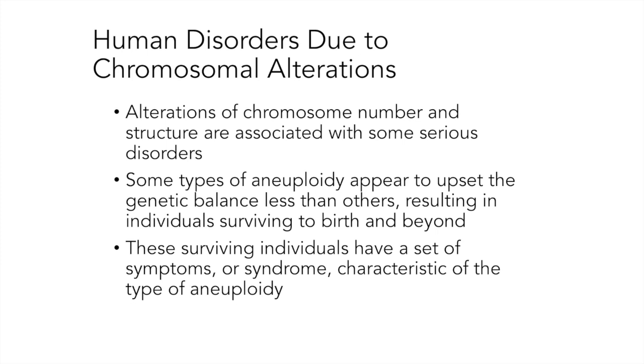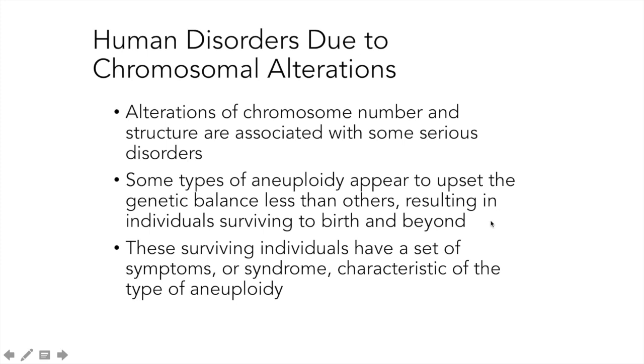So again, if this happens, most of the time you're not going to have a viable offspring forming. And the severity of the defects, the birth defects, depends a lot on what chromosomes are overcopied or undercopied. So some seem to upset the genetic balance more than others.